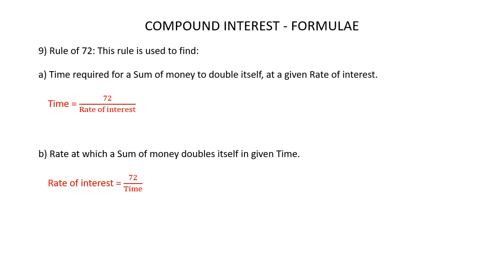The next formula in compound interest is the rule of 72. This rule is used to find either the time or the rate of interest required for a sum of money to double itself. To find the time required for a sum of money to double itself at a given rate of interest, the formula is time is equal to 72 divided by rate of interest. And to find the rate of interest at which a sum of money doubles itself in a given time, the formula is rate of interest is equal to 72 divided by time.